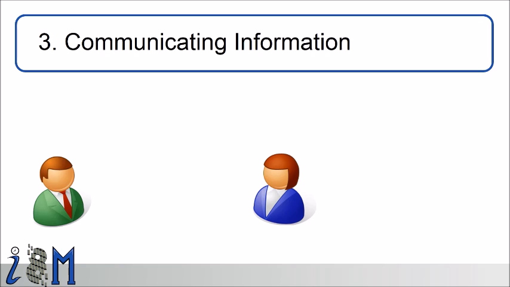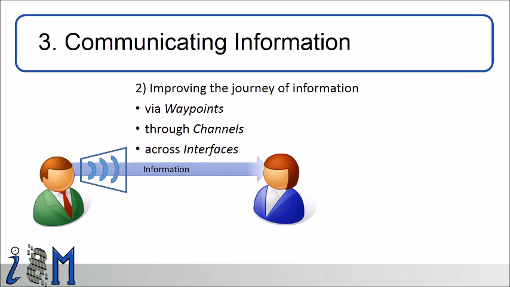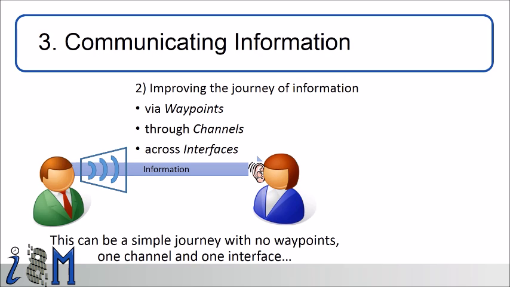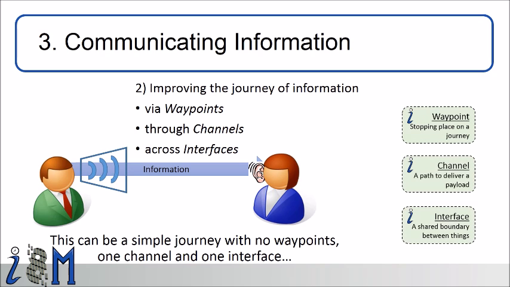Communication is the way by which we move information and data, and this can be between people's heads, it can be between machines, it can be from people to machine or machine to people. It's all about the movement of data and information across time and space. Typically we'd think about this in terms of waypoints and channels and crossing interfaces. And the example I've got here is just of a conversation. So information is spoken, it has a simple journey, no waypoints, one channel and one interface before it reaches the other person's ear.